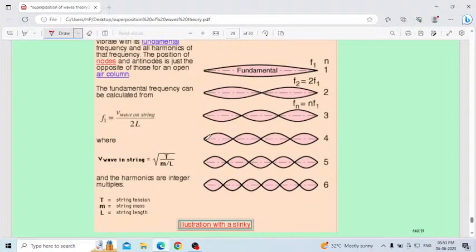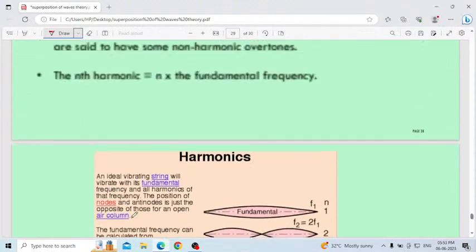you have to remember the formula. F will be mu divided by 2L. Mu means waves on string. Wave on string, how will you get it? Square root of T divided by M divided by L, where T is the string tension, M is the string mass, L is the string length. This is the important one, you have to remember.